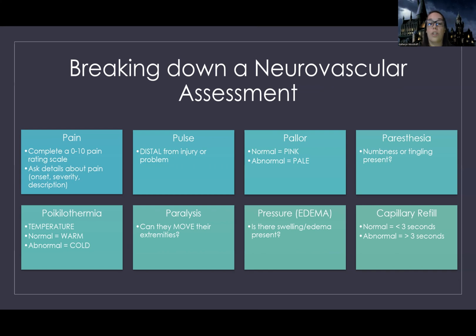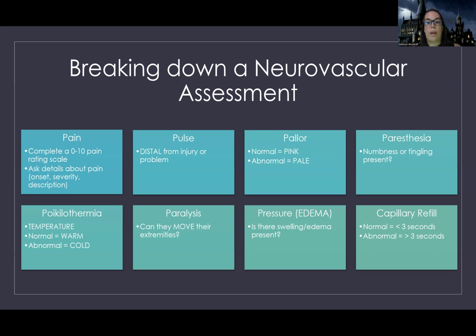Pallor, this is a color, and so normal would be pink, or for some people it might even be more of a red color, not too crazy red, but kind of like a warm red. And what would be abnormal is pale, because remember, all this is about blood flow, so we have to think about what shows signs that there's blood flow or not. When someone has that pale color, especially to their distal extremities, it's a sign that they have some sort of compromise to their blood flow, because remember, blood is red. So when I have blood going to where it's supposed to go, usually it brings a natural pink color to most people's skin, depending on their skin color, of course.